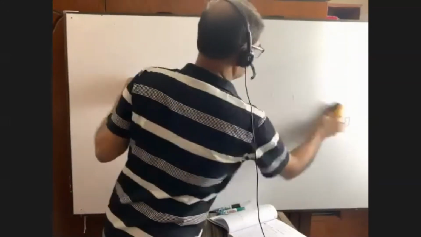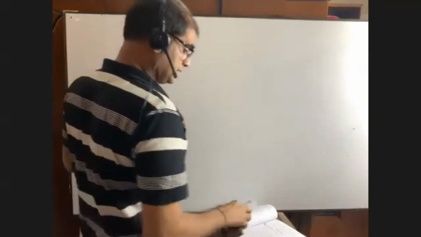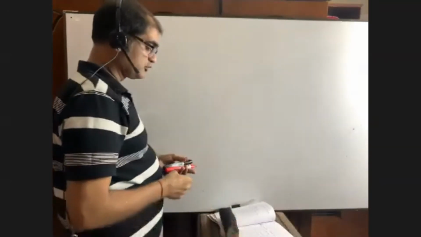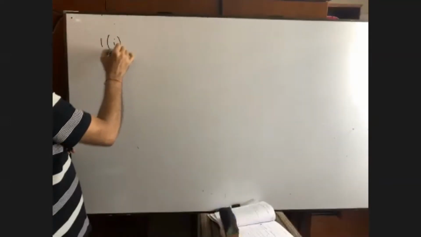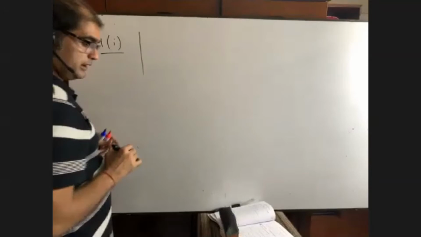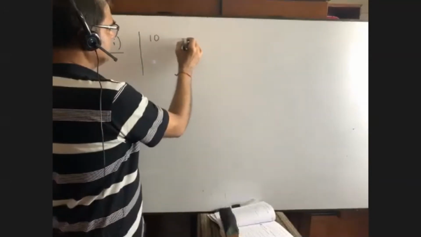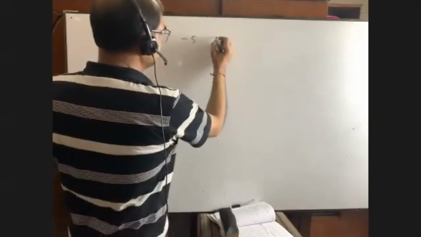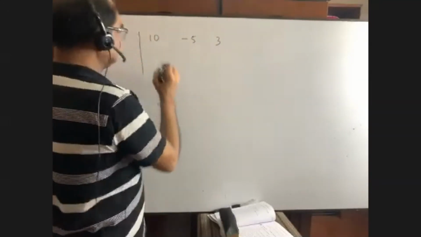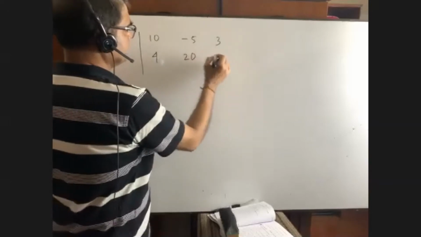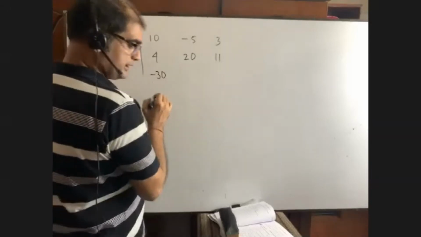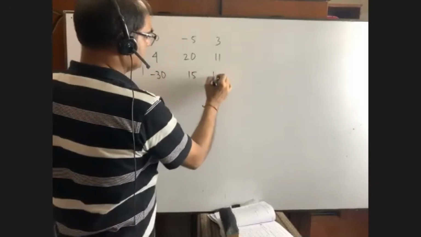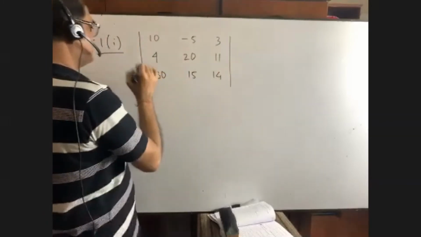There are some rules for determinants, but we will come to know them from time to time. If I show too much math or too many formulas at first, then you will be puzzled. So better we do some math from this exercise. What I taught you, you have to find the value of this. Write down 10, minus 5, and 3. Then 4, 20, 11. Then minus 30, 15, and 14. This value is to be found.